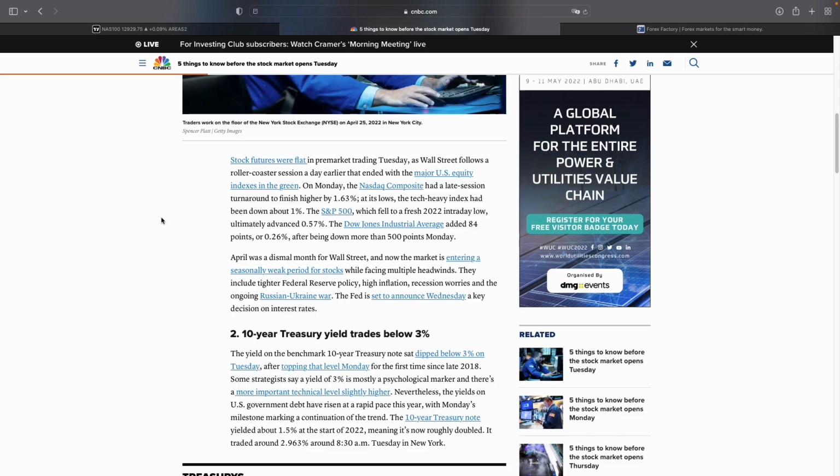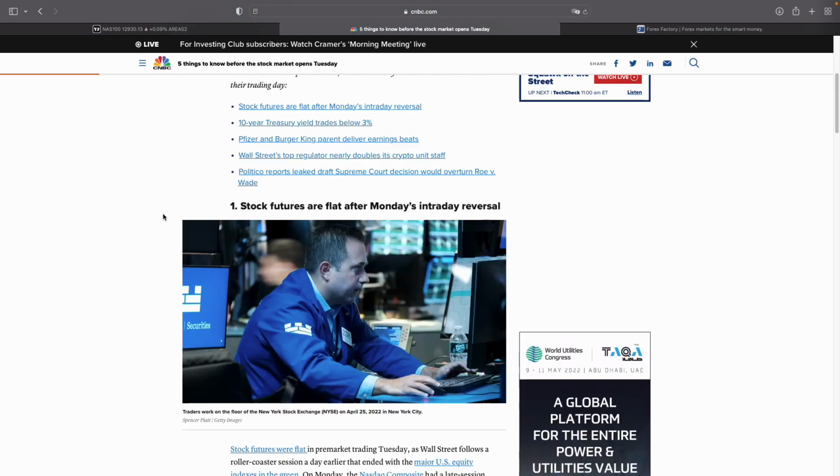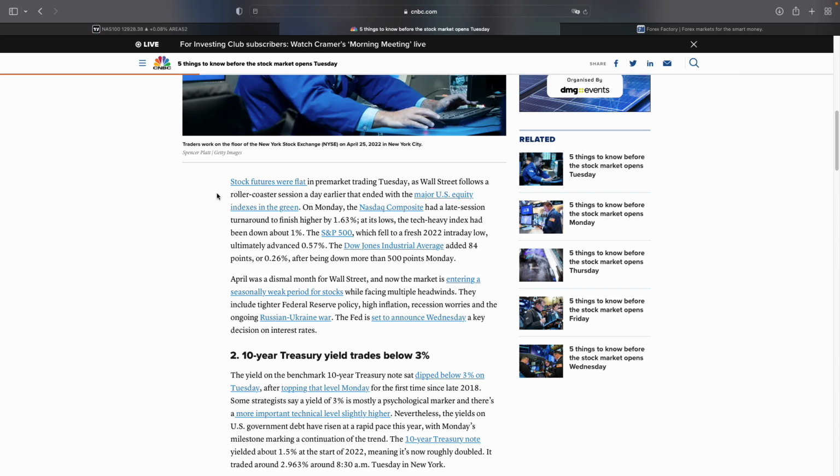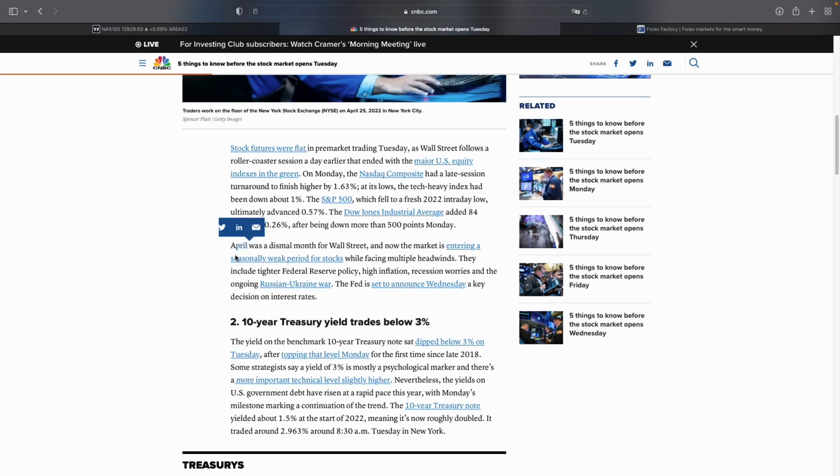Next up, we are going to just look at what's going on in the market this week in terms of this article from CNBC. It says here stock futures were flat in the pre-market trading Tuesday. So we know the market is just flat at the moment because it's waiting for that. It also states here that April was a dismal month for Wall Street, and now the market's entering a seasonally weak period for stocks while facing multiple headwinds. They include tighter Federal Reserve policies, high inflation, recession worries. We know that the US has got all of these things currently going against them as well, and the ongoing Russia and Ukraine war.